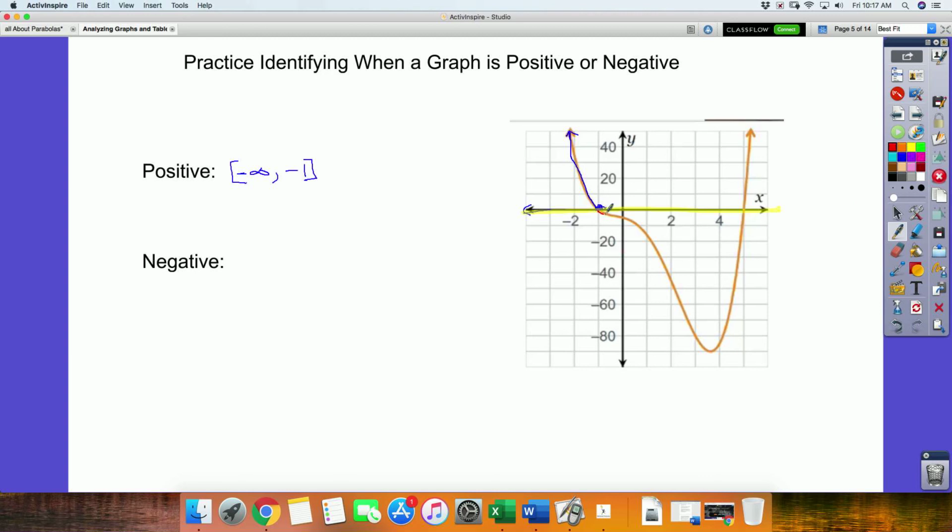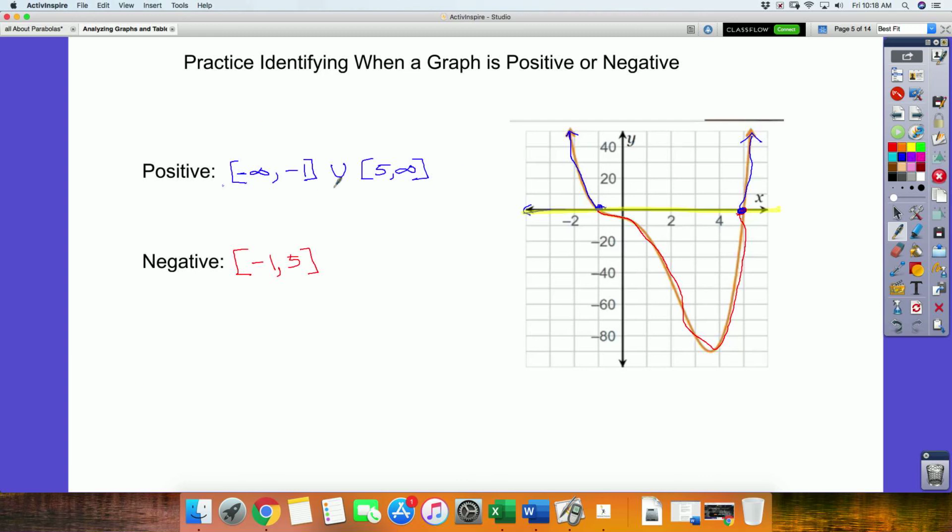Now, I see this entire chunk from negative 1, down, down, down, up, up, up, all the way up to 5 is negative. So for negative, we're going to say it started at negative 1, and it ended at positive 5. And now I see there's still more graph. So we're going to put our little U, and starting at 5, it's going up, up, up, and it has an arrow. So that means it goes on forever. So it's going to go on till infinity.